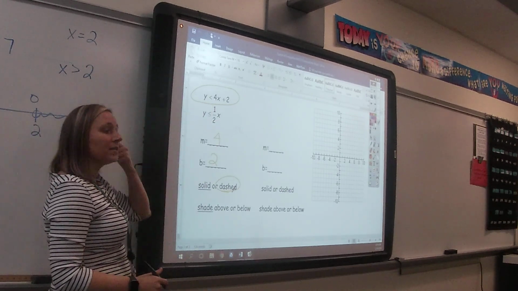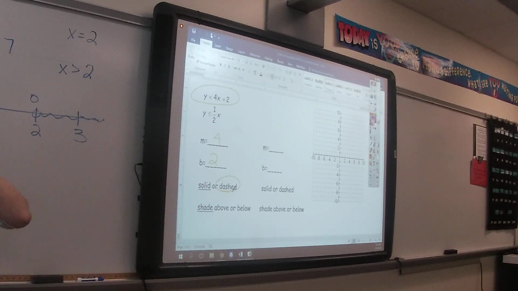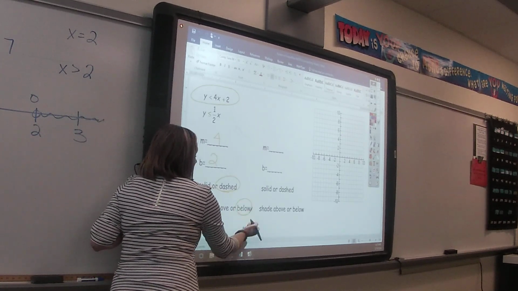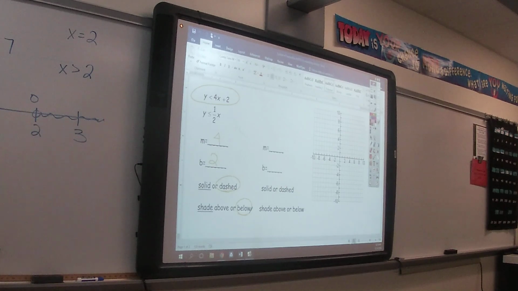Does this symbol tell us to shade above or does it tell us to shade below? Less than is below. Okay? We okay with those pieces?